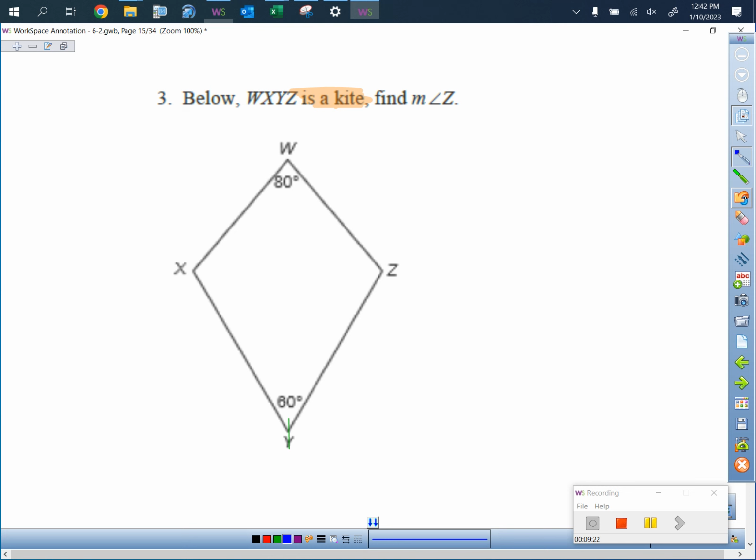I'm going to show you how I'm going to do it, and you decide what you should probably do on test day. Since they want me to find the measure of angle Z, I'm going to make up a variable for it. I'm not going to use X since they're using the letter X, so I'm going to call it A.